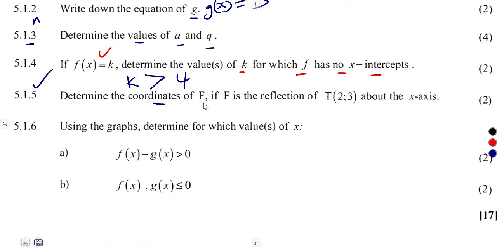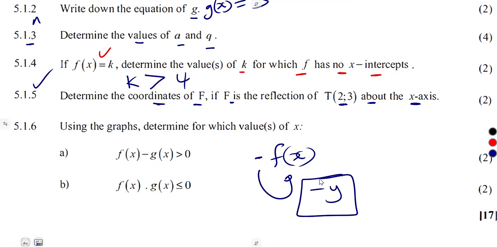The coordinates of k on f. If f is a reflection of T, which is (2, 3), about the x-axis. We talked about this reflection, guys. About the x-axis, it means minus f of x. Minus f of x, guys, means the y value is the one that is affected. X, y like this, as an original point, is going to change to x, minus y. That is what it means.